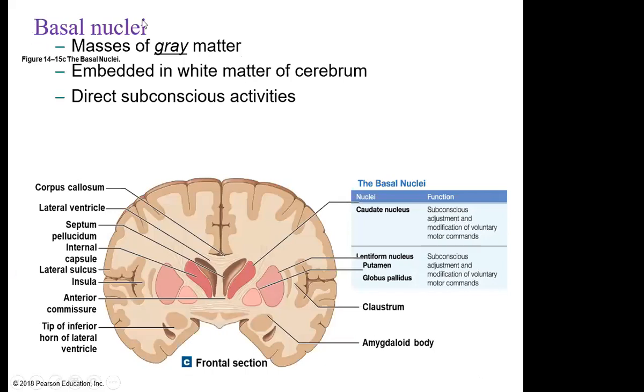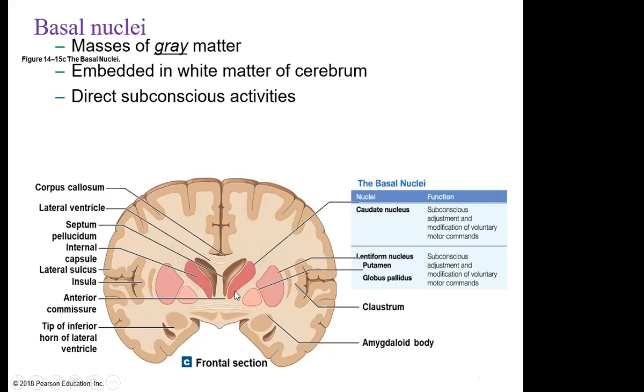Now, when we talk about the basal nuclei, these are going to be masses of gray matter. So gray matter, we just talked about white fibers. Now we're talking about gray matter. These are going to be embedded within the white matter of the cerebrum. So if you look at this brain in this particular section, you can see the outer cortex is gray. You can see the inside of this brain is white.